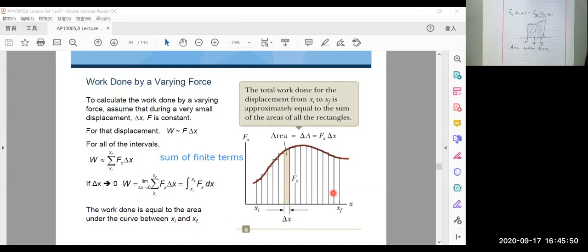Later, we'll see this will become useful. Of course, you may not understand how to operate the calculus or integration for now. That is okay. But conceptually, it will be the area under the graph. Okay.